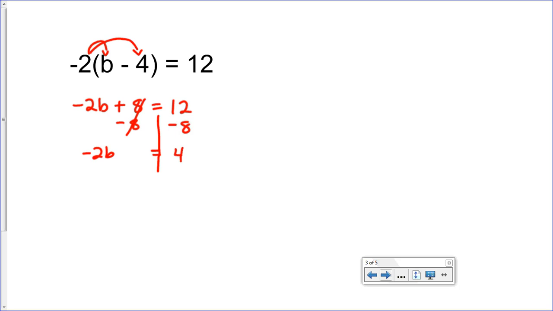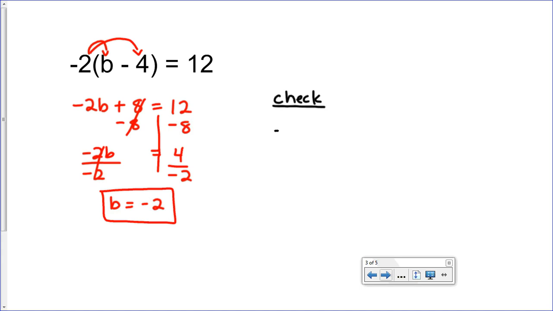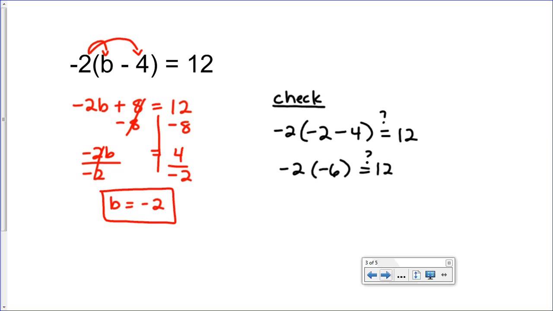12 minus 8 is 4. And then to negative 2 times b, the inverse would be division, so divide by negative 2. And b equals negative 2. If I want to check to see if that's right, I plug it back in. I see that negative 2 times negative 6 does equal 12.